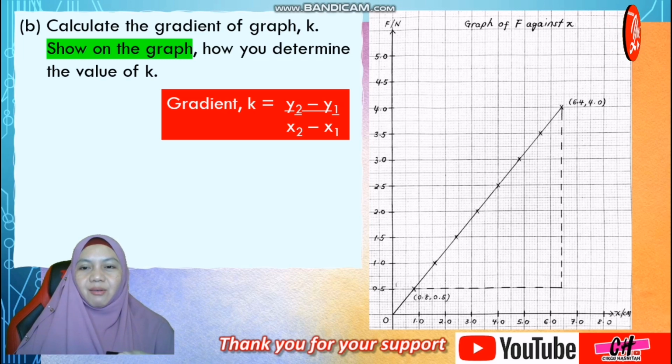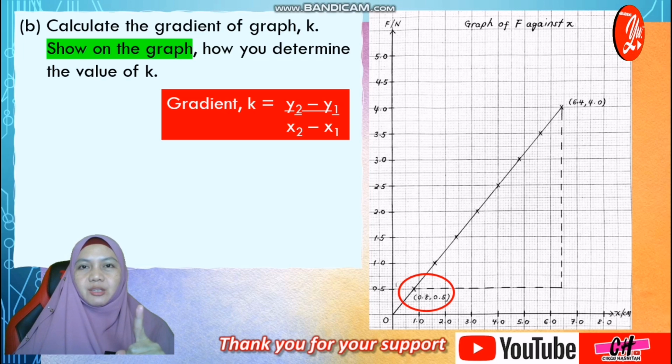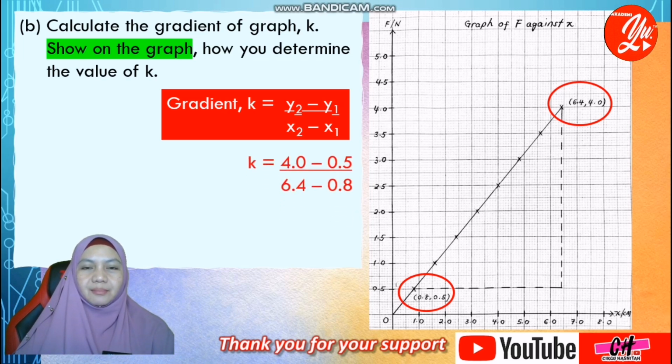Very easy. You just pick any 2 points along the line. I choose the first point and the 8th point, where the first point is 0.8, 0.5 and my 8th point is 6.4, 4.0. So I substitute the values into the formula. Up there, 4.0 minus 0.5 Newton, which is force on the y-axis, divided by 6.4 minus 0.8 centimeter, which is the extension.